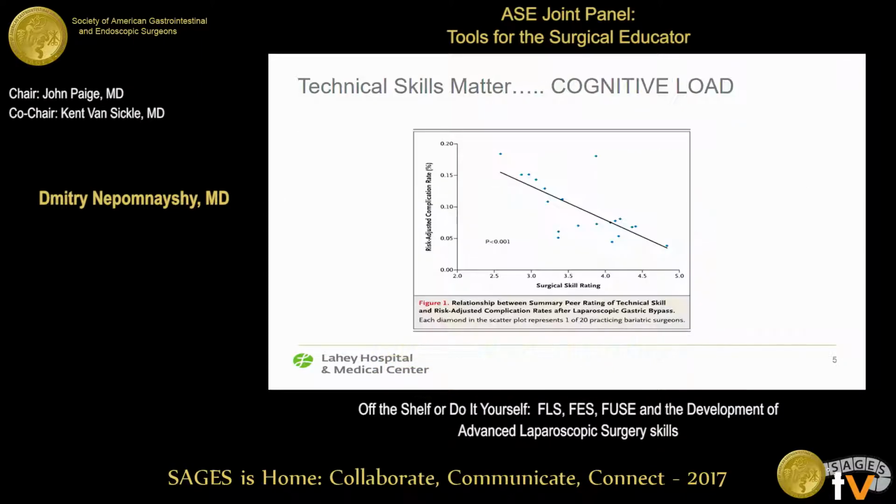Why? Well, because skills matter. We've heard a lot about this. As skills improve, complications go down. This is a study that I'm sure you're all aware of, the Birkmeyer study, but the complications that these patients had are not just complications that relate to anastomotic leak or bleed. They relate to readmission, ER visits, and other complications.